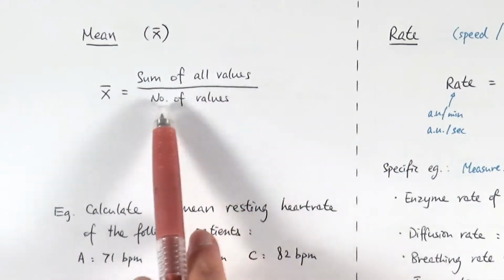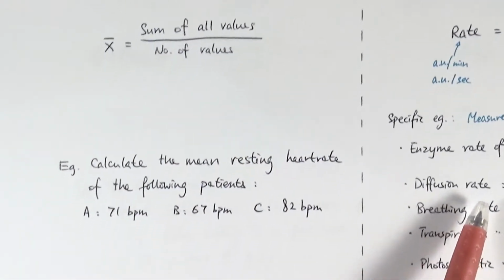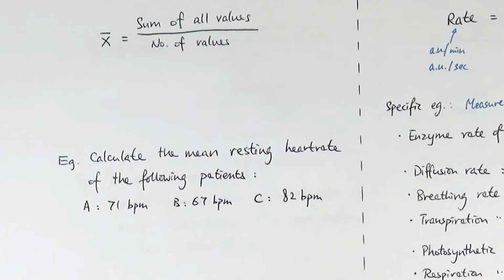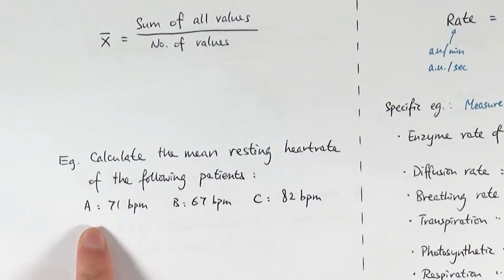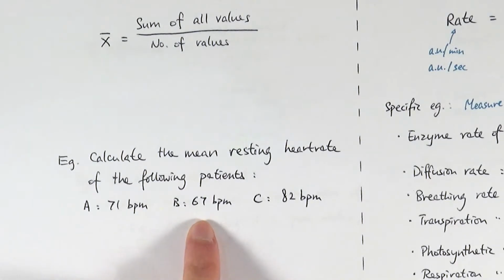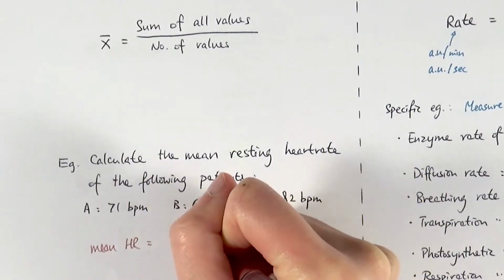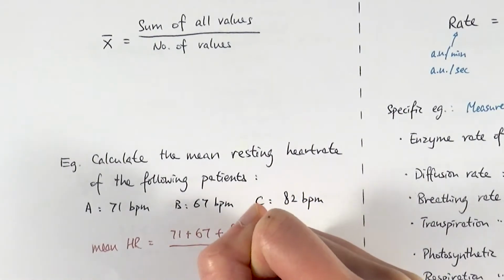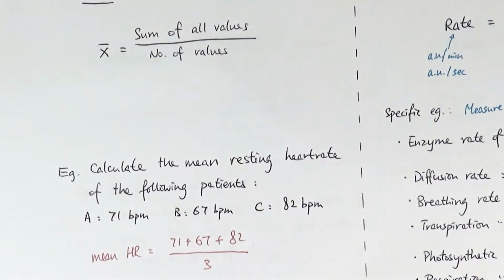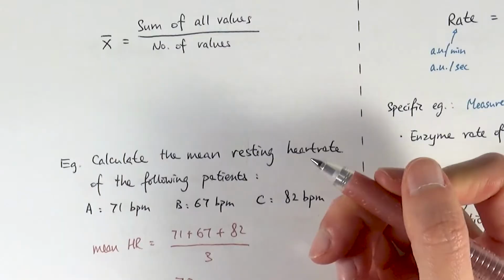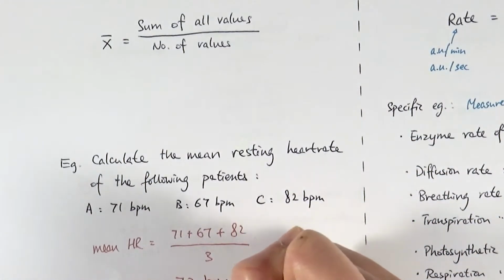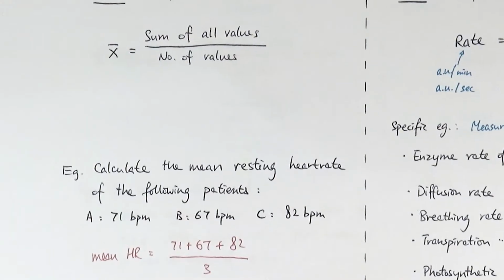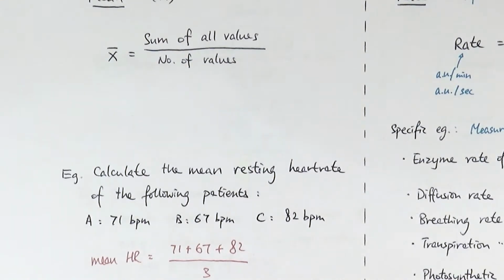So obviously it's the sum of all values divided by the number of values that we have. So let's look at this example. For example, calculate the mean resting heart rate of the following patients. So let's say patient A, 71 beats per minute, patient B, 67 beats per minute, patient C, 82 beats per minute. So therefore, I can say that the mean resting heart rate will be 71 plus 67 plus 82, because I've got 3 patients here, 3 data values, so I divide it by 3. And if I put the numbers into the calculator, that would equal 73, let's say to the whole number, beats per minute, like that.